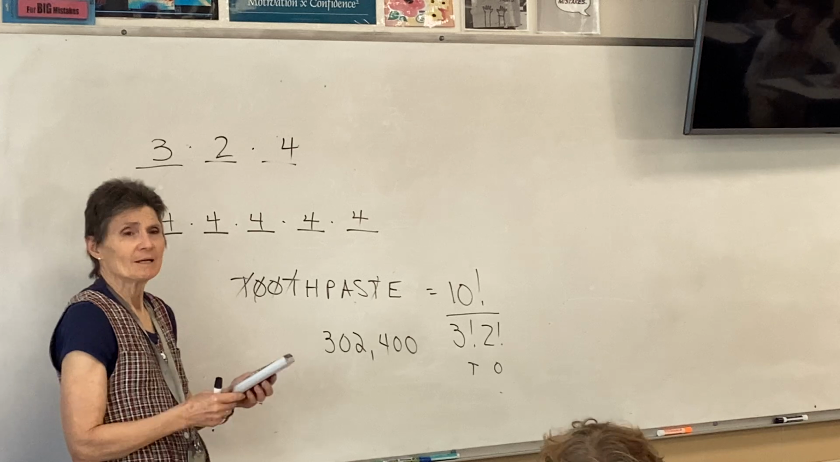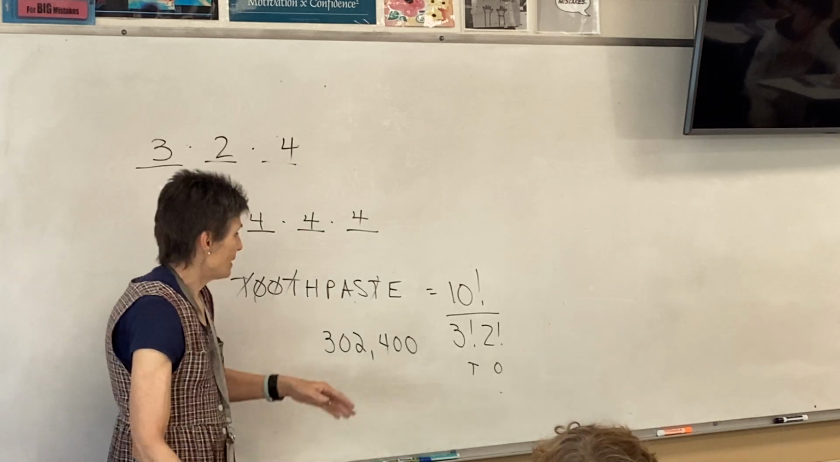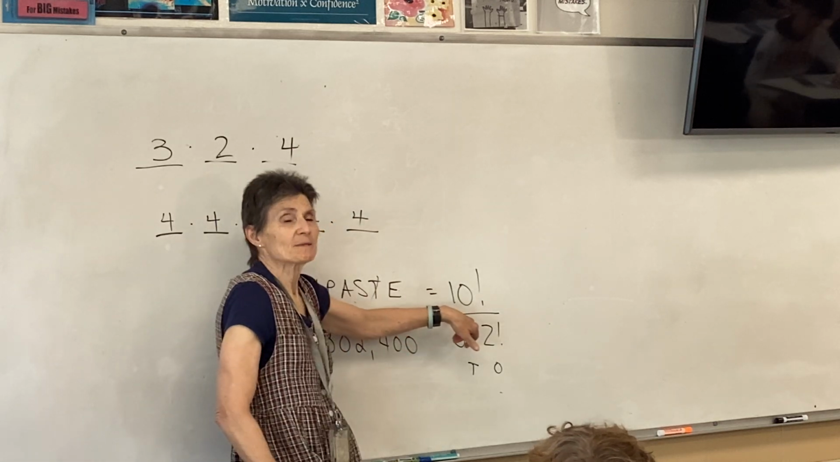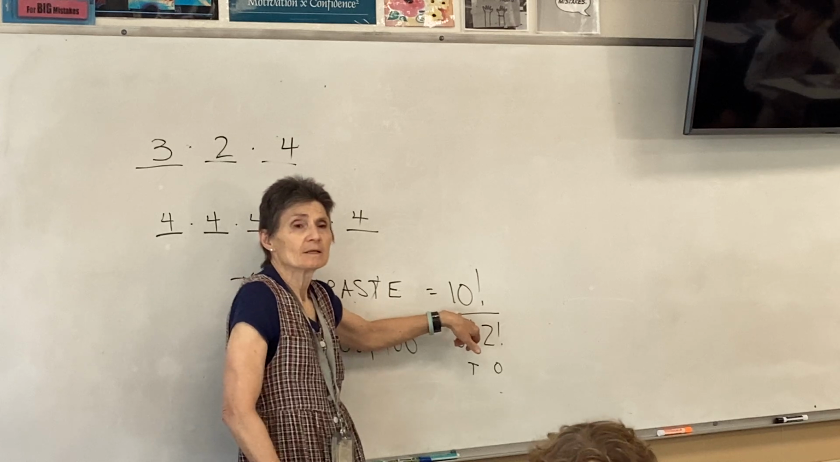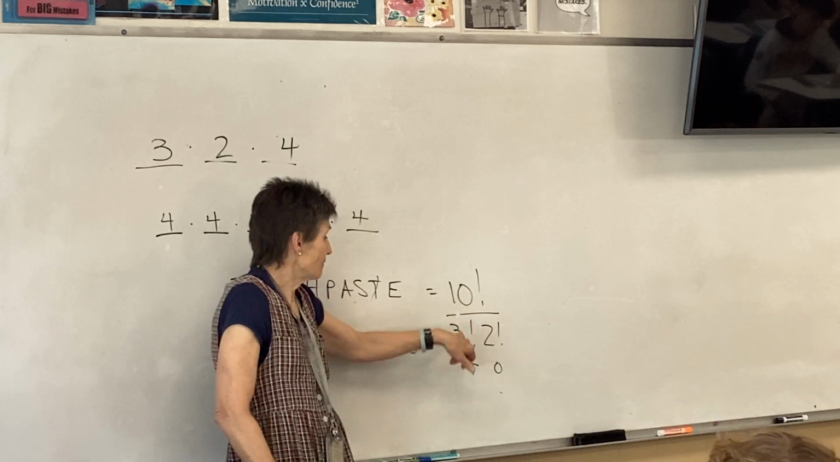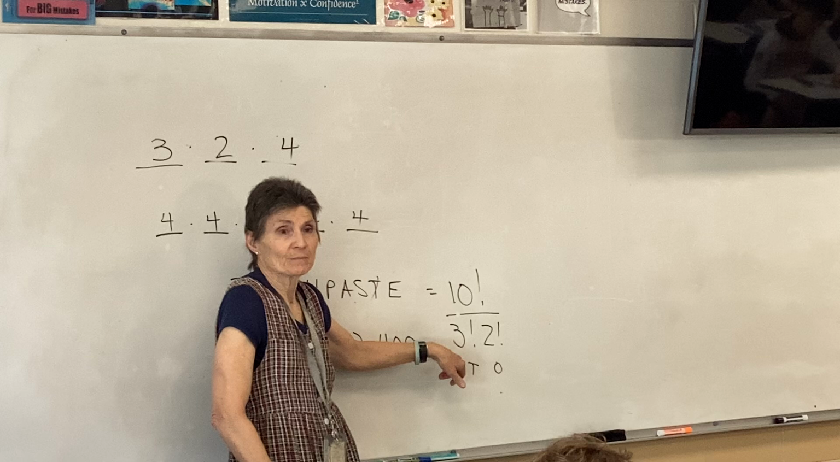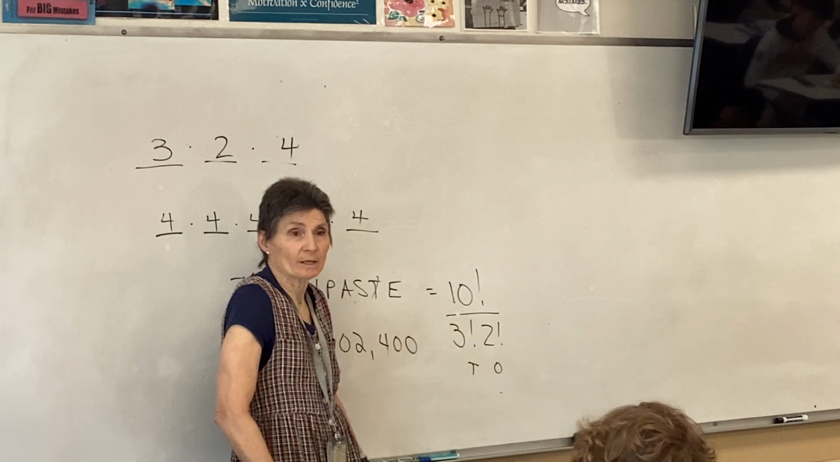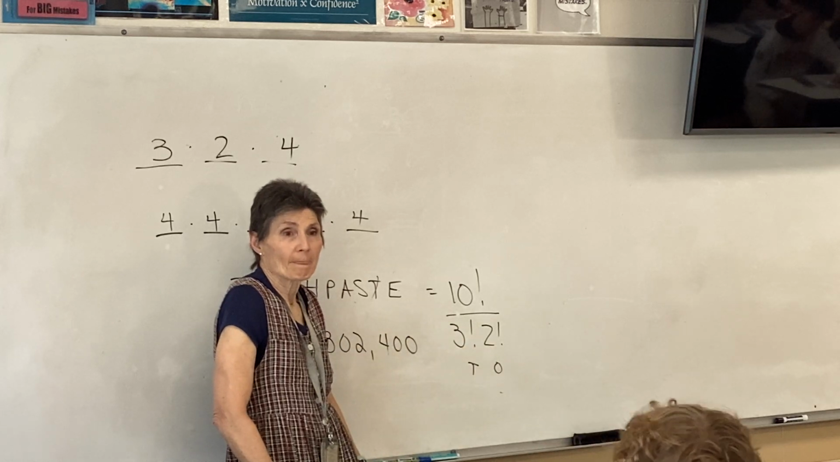Remember, okay, type 10 factorial, divided by 3 factorial, divided by 2 factorial. Yeah, what did you get? Hold on. Okay.